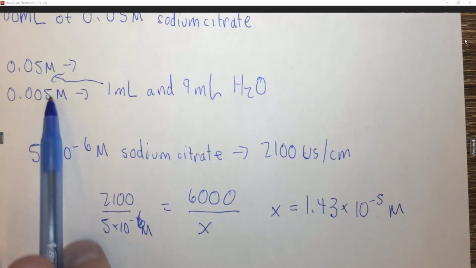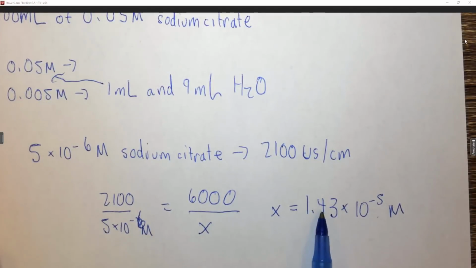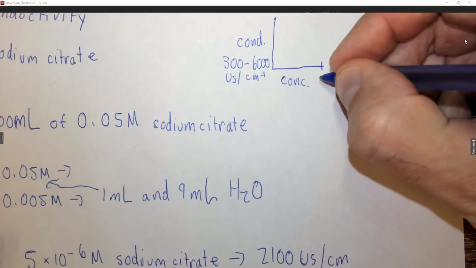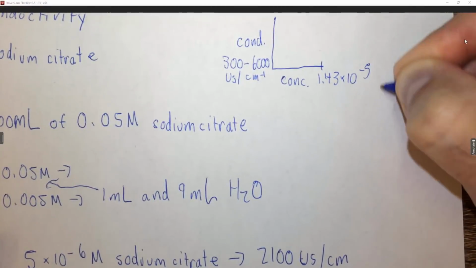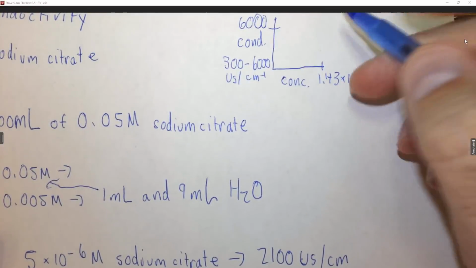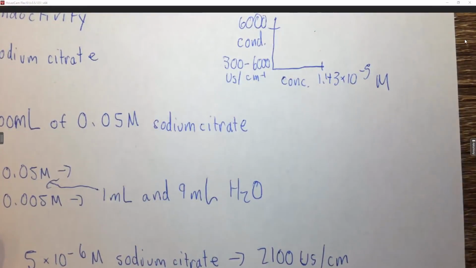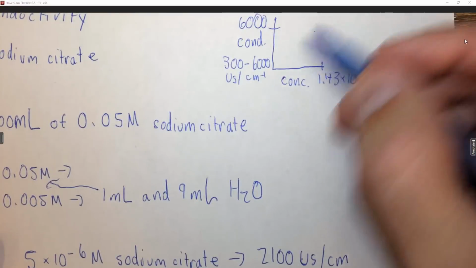Now you have to figure out how do you make your original 0.05 molar stock solution into this concentration. Just like before, your concentration will be 1.43 times 10 to the minus 5 molar. Your conductivity will be 6,000. Then you need to dilute it to maybe make a 4,000 and a 2,000 or a 3,000 or whatever you think is appropriate so that you get 5 points over a range.